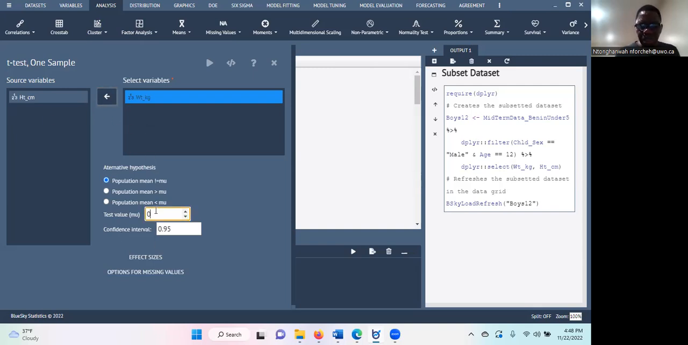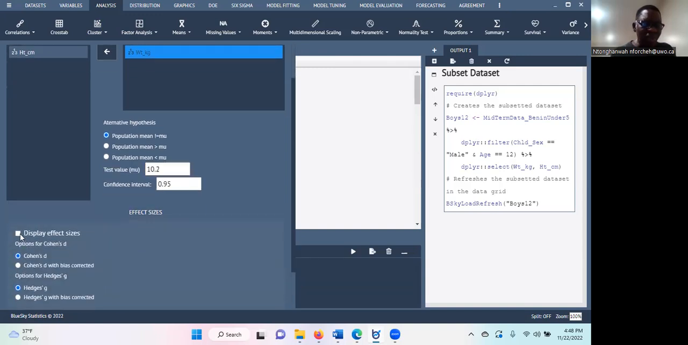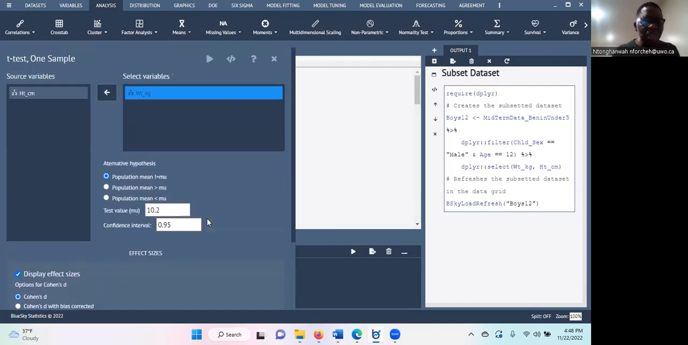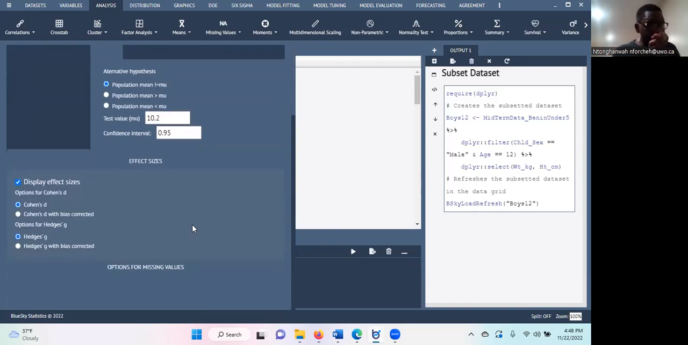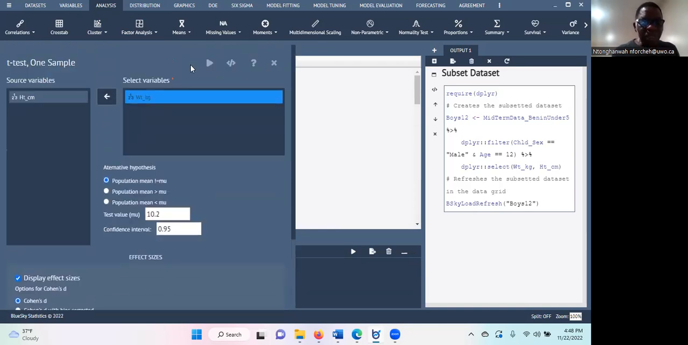We cannot put weight and height because the expected values are different. So this should be 10.2. We want to include a 95% confidence interval. Our alternative is not equal to 10.2. Usually there's a normal expectation, but let's just test not equal to 10.2. We can do the other ones. If we want to, we can display some effects just to see what the effect sizes are. Okay, let's run that and see what it tells us.